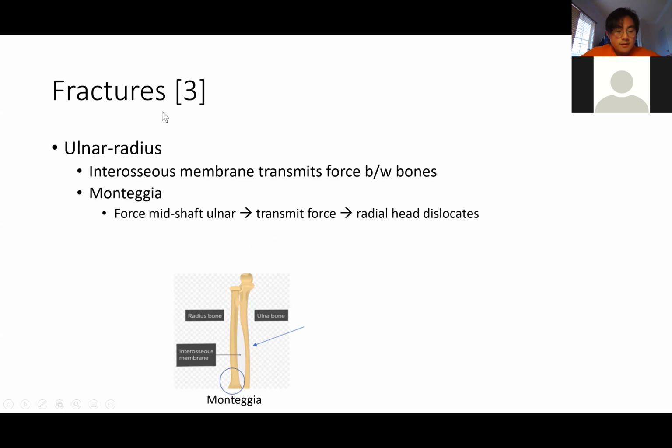Now, the next type of fracture we have is an ulnar radius fracture. So whenever you fracture one of these, you often fracture the other one as well. Why? Because the interosseous membrane, between the bones, transmits the forces between these two bones. The first type of fracture is called a Monteggia fracture. So you fracture it at the arrow, you're going to get some other fractures here. So force in the mid-shaft of the ulna, your radial head is going to dislocate.